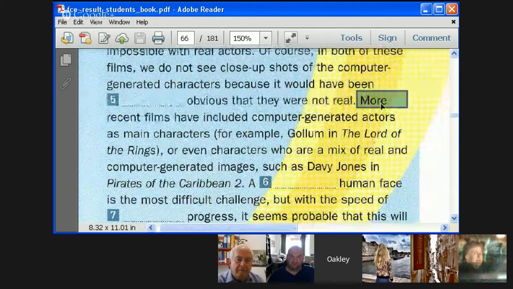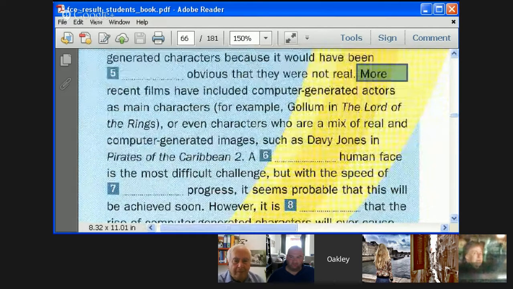Back to Senia. Senia, from more, please. I'm sorry, I couldn't see. More recent films have included computer-generated actors as main characters, for example, Gollum in The Lord of the Rings, or even characters who are a mix of real and computer-generated images, such as Davy Jones in Pirates of the Caribbean. A human face is the most difficult challenge.